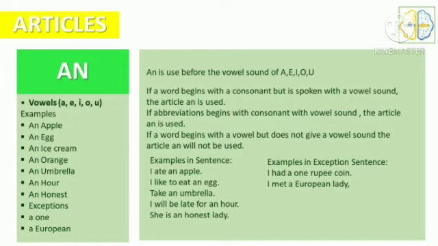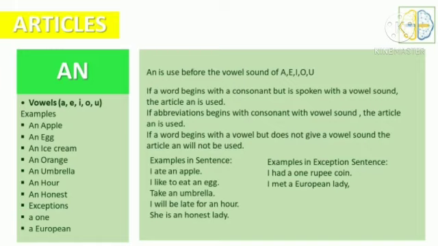Same thing like a one-rupee, a European. One rupee: O is a vowel again, but the sound of O here is O, as in orange. And here we use the sound "wo", which is the sound of a consonant. So here we don't use the article an. The word starts with a vowel, but it's spoken with a consonant sound. So the article an will not be used.